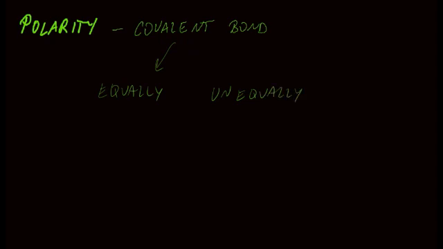Let's talk about another topic called polarity. Now we've been studying ionic and covalent bonds, and polarity comes across when we're talking about covalent bonds. Now we know covalent bonds are the sharing of electrons, and they can do so either equally or unequally. And when they do it equally, these are nonpolar bonds. And if they do it unequally, these are polar bonds.